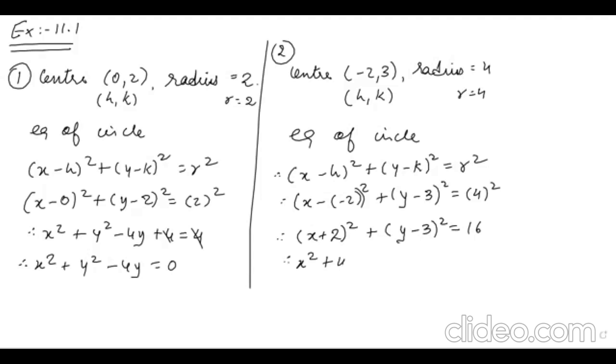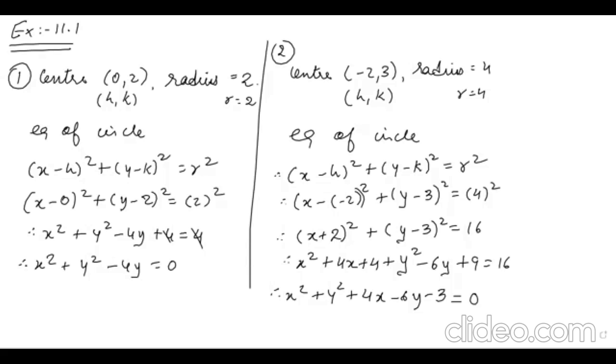x square plus 4x plus 4 plus y square minus 6y plus 9 equal to 16. Right. So x square plus y square plus 4x minus 6y, and this is 13, and this will be minus 3 equal to 0. This is the equation of circle. Question 3 and 4 were same as question 2 and 1, but I think 5 is somewhat different.